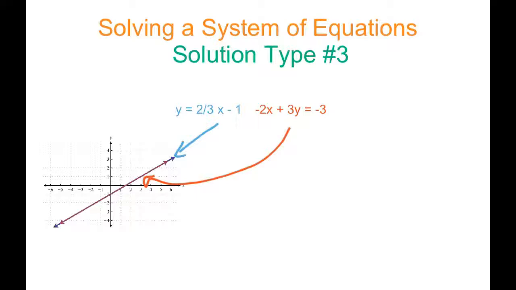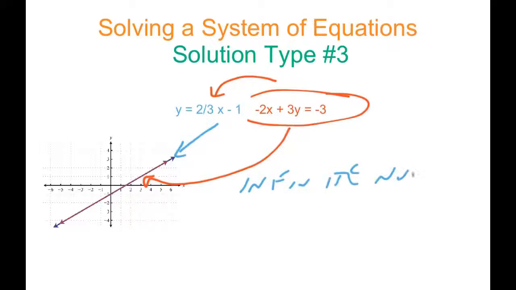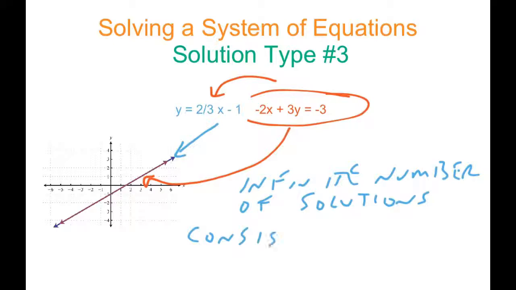And if you look at the equations, you might not see it right away. But if you take this equation and you put it into slope-intercept form, you will get that equation. They end up being the same thing. Okay, so sometimes they don't look like it at first, but they end up being the same exact equation. So in this case, we have an infinite number of solutions because it's every point on the lines. And for this, we call it consistent dependent.